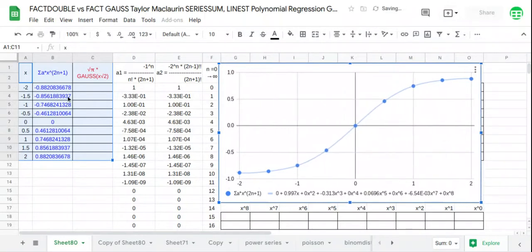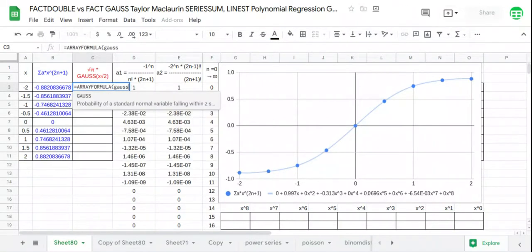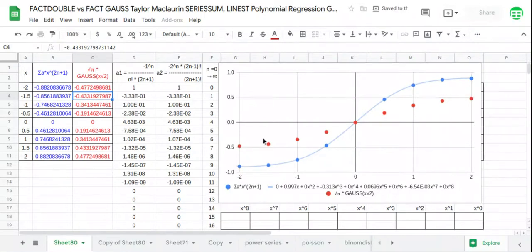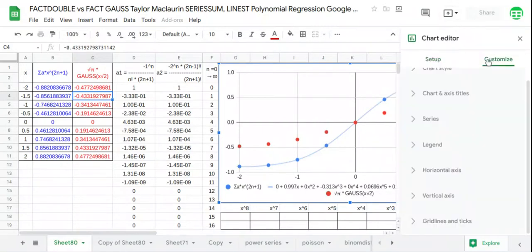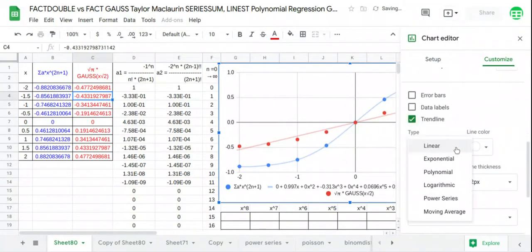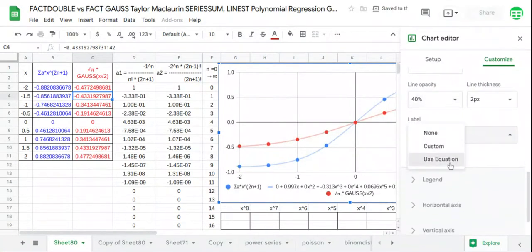We continue with the Gauss function, which is equal to our formula. Let's start with the Gauss function. Gauss of x. That's the Gauss function. No equation, so we have to show the equation. Edit chart, series, trend line, polynomial to the 8th degree. For the label, use the equation.